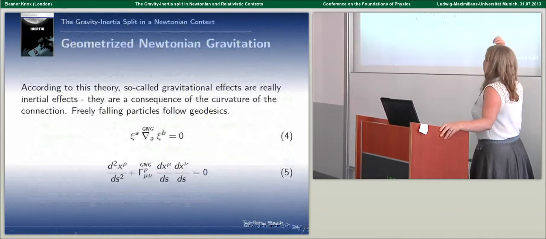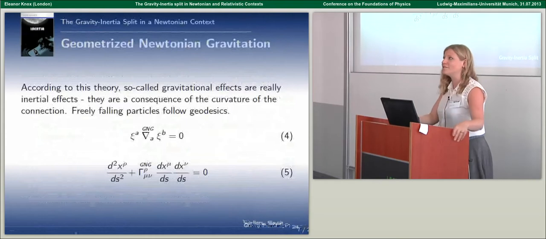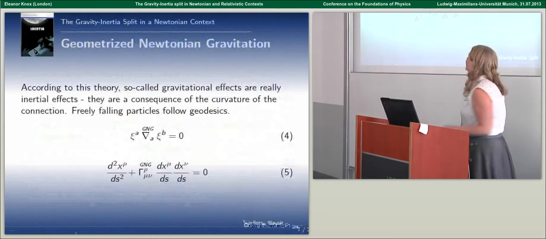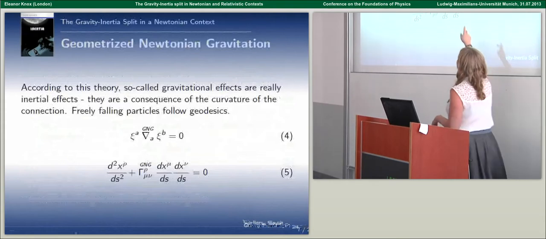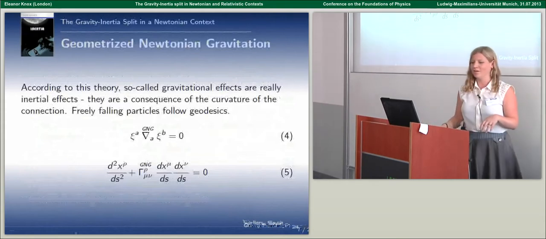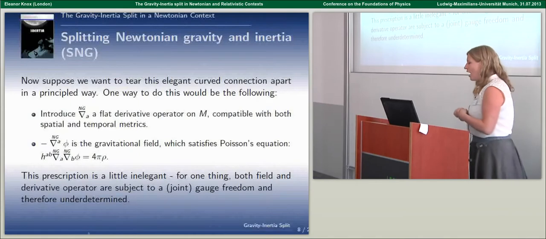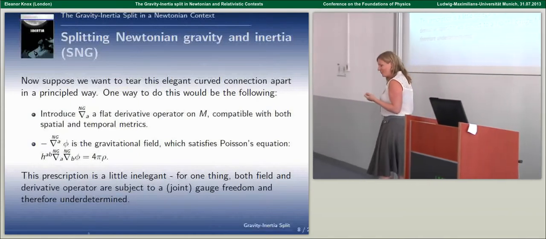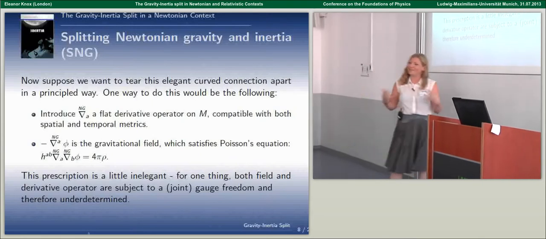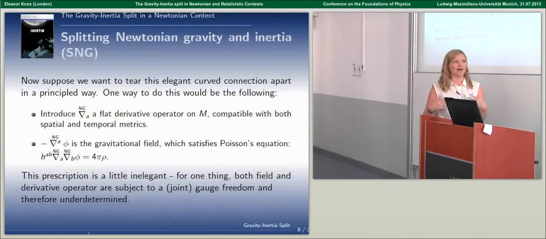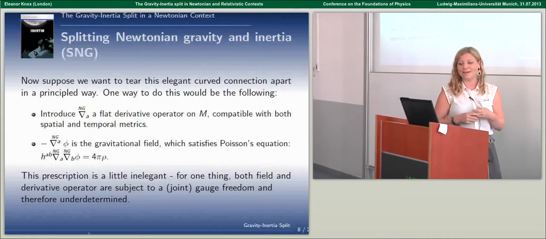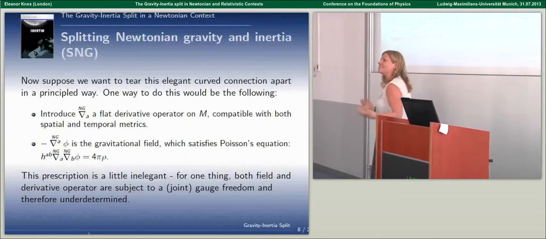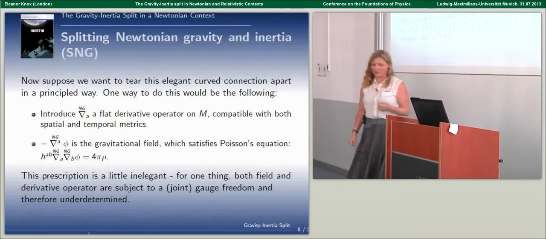So according to this theory, so-called gravitational effects are really inertial effects. They're just a consequence of the curvature of the connection. So freely falling particles follow geodesics. So here's our geodesic equation. And I want you to put yourself in a mindset where perhaps that's the way Newtonian gravity had been taught to you, and you had this lovely, elegant, unified theory, and that you knew that gravitational effects were really just inertial effects. And then, someone came along and said, there's this chap Newton, and he wants to tear these things apart, and maybe we should have a go at that.